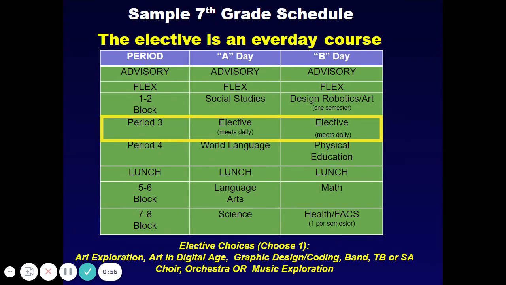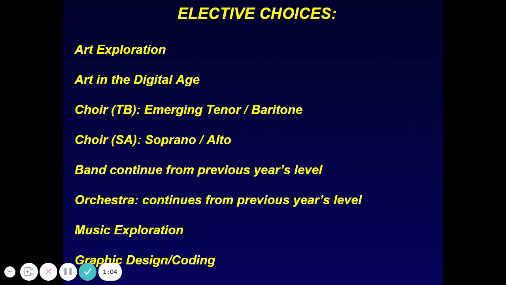Another thing that is different in grade 7 is that your elective course meets every day for 1 period. Some of the elective choices, again, that you will choose from are the following: art exploration, art in the digital age, boys choir, girls choir, band, orchestra, music exploration, and graphic design and coding.